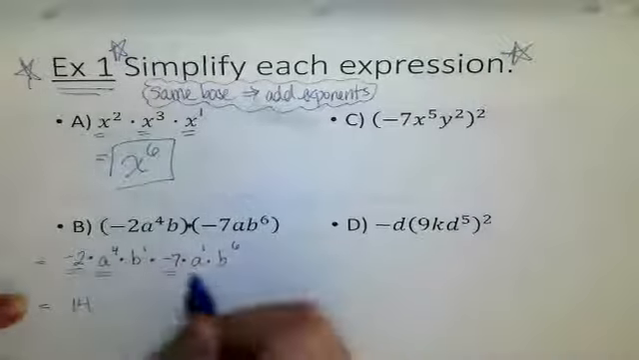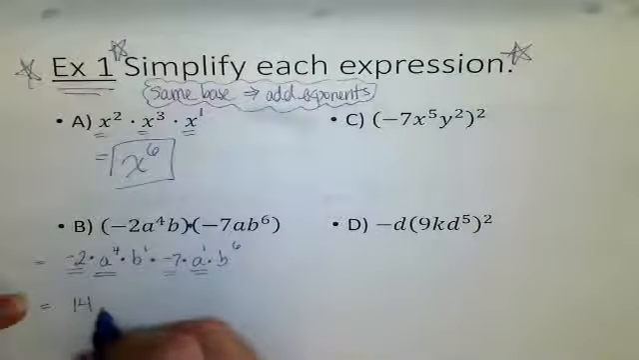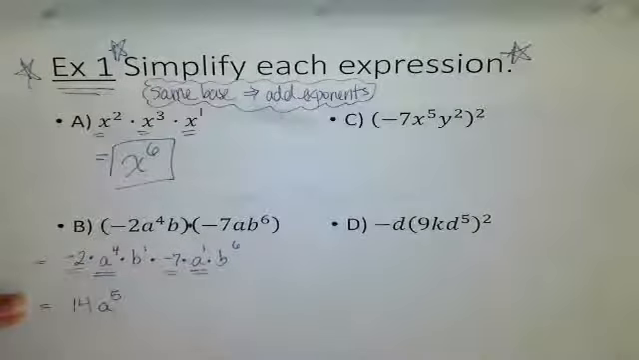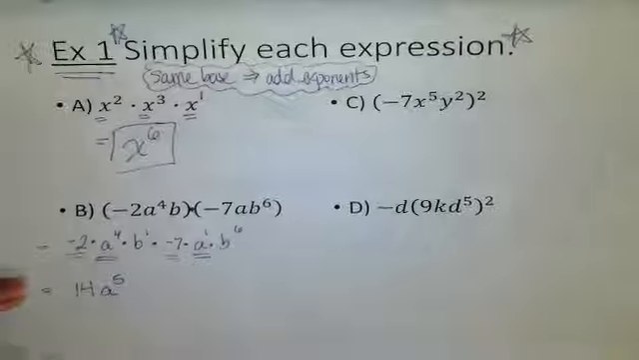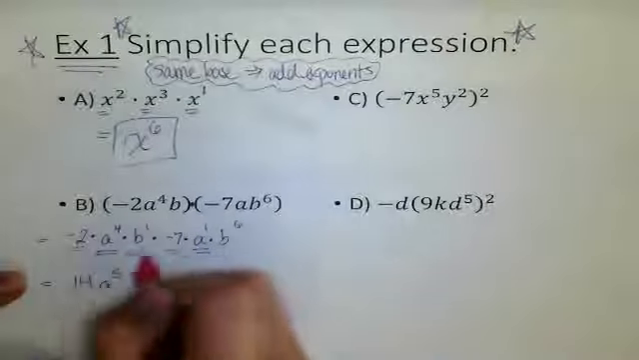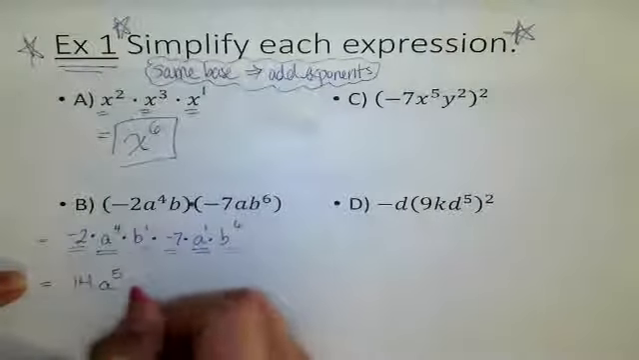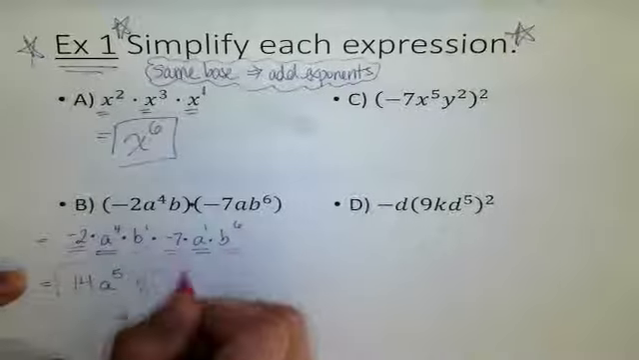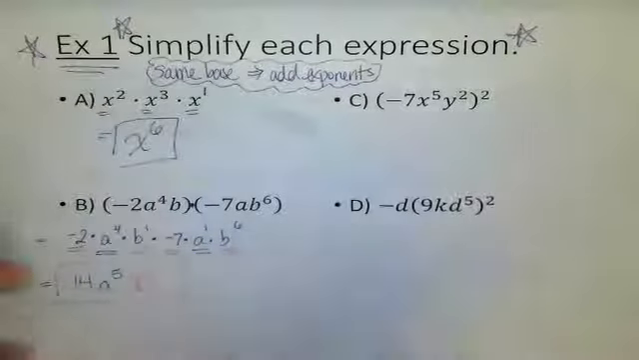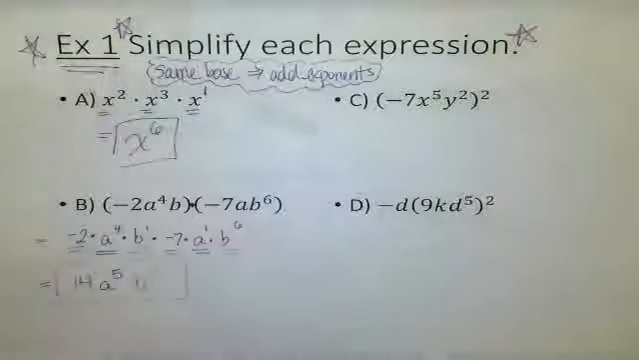A to the 4th times a to the 1st: a to the 5th. B to the 1st times b to the 6th: b to the 7th. And that is a fabulous answer. And it should be looking like a B.